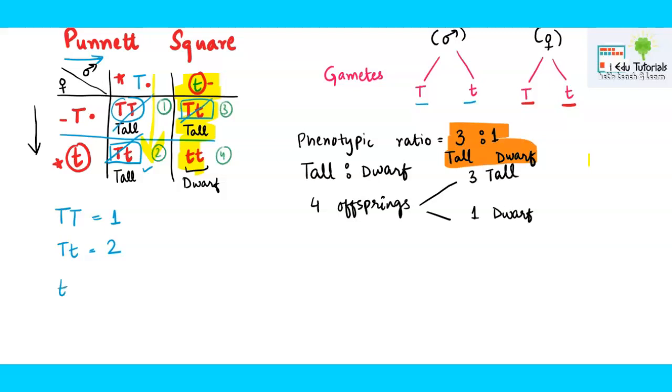Now the last genotype with which we are left is small t small t, because if you come to column number 2, we have already written capital T, small t. That's why I am not recounting it. Rather, I am coming to small t small t, and there is only one such individual. So we have to write the genotype ratio in the same order. That means the genotype ratio will be written as 1:2:1.